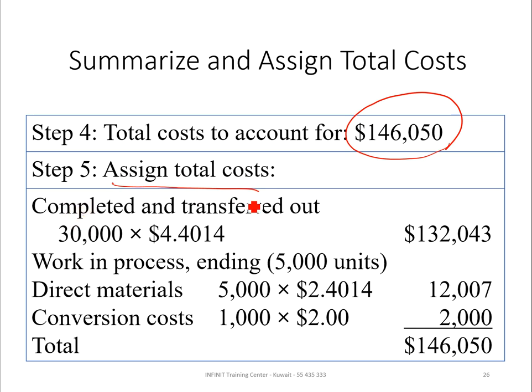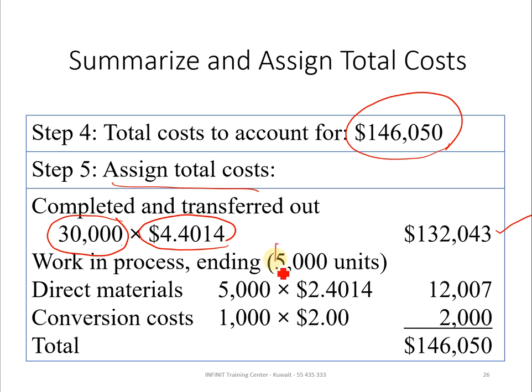The total completed and transferred out unit is 30,000, right? That means it is completely transferred out, fully completed in terms of material and in terms of conversion cost. So we can take the total 4.4 and multiply that with 30,000. So 132,000 is transferred out to the next department, because 30,000 is completed and transferred out, in which all the costs are accumulated.